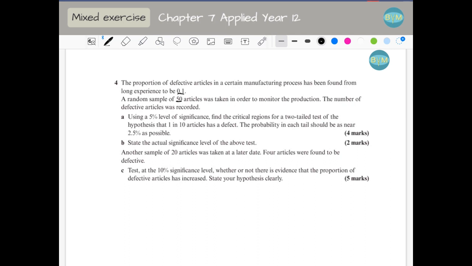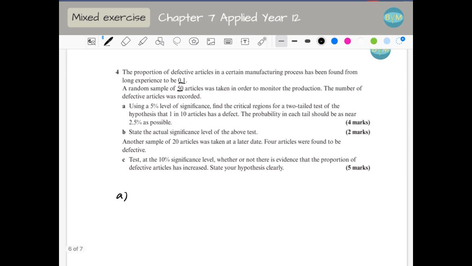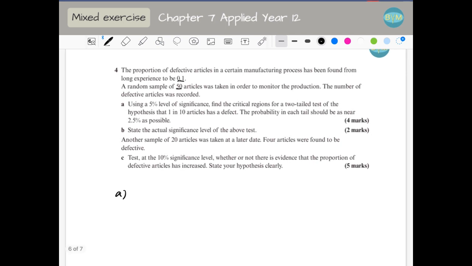Using a 5% level of significance, find the critical regions for a two-tailed test of the hypothesis that 1 in 10 articles has a defect. So our hypothesis would be H0: p = 1 out of 10, or 0.1, and H1, if it's two tails, is going to be p different than 0.1. The level of significance is 5%, and n is 50.